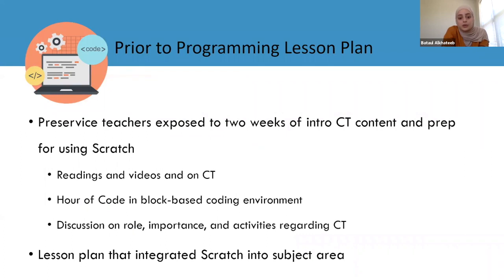So the first data source was the programming lesson plans. Prior to creating the programming lesson plans, pre-service teachers were exposed to 2 weeks of introductory computational thinking content, and preparation for programming using Scratch.